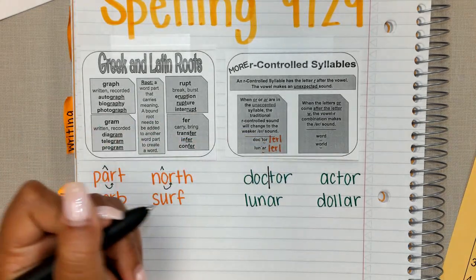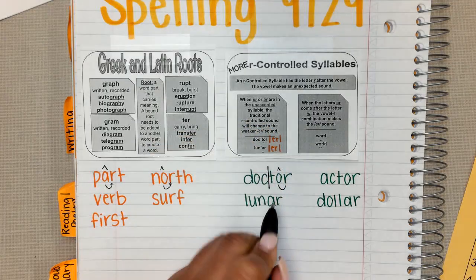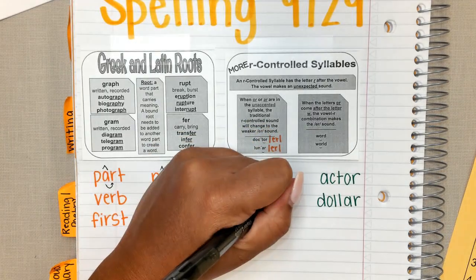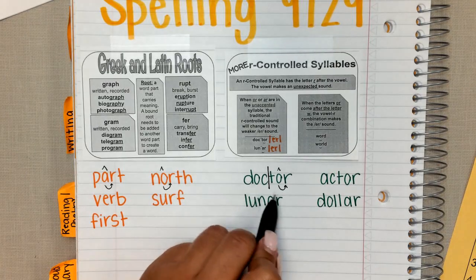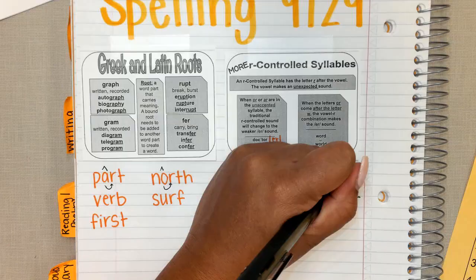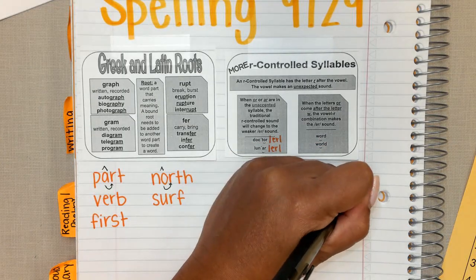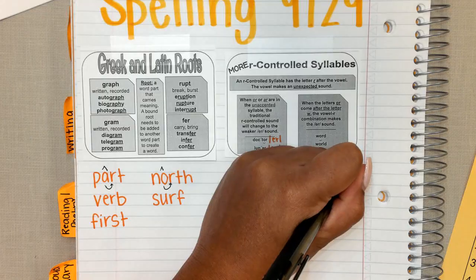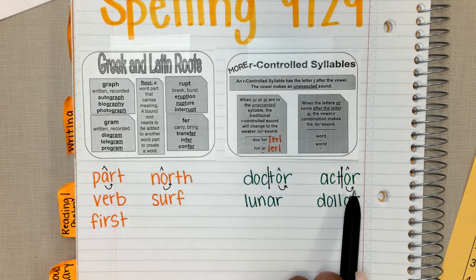Doctor. Here is my R-controlled syllable with that weaker ER sound. We say doctor, not doctor. This is actor. So let's divide it into two syllables. We draw our arc and circumflex. Remember, we're putting the emphasis on the second syllable.